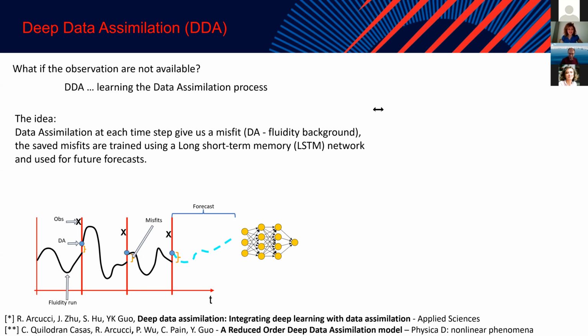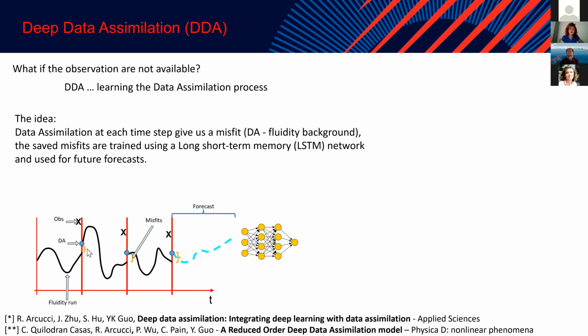Okay, thank you. So I will go a bit forward with the slides. As I was saying, can we try to use machine learning to learn the data assimilation approach? The idea we implemented is very easy. We have our computational fluid dynamics running, then we do data assimilation with our observations. And then we compute the misfit between the computational fluid dynamics and the data assimilation.